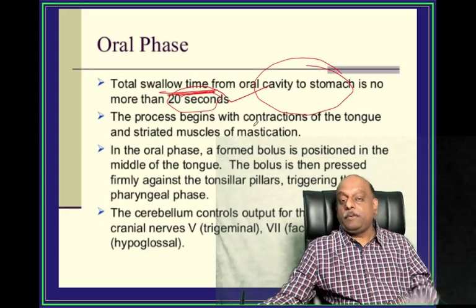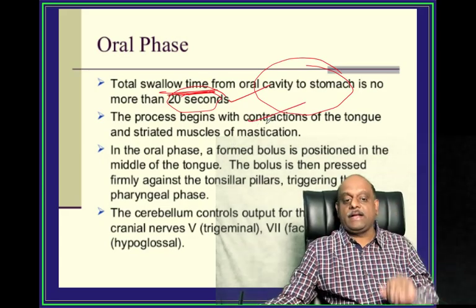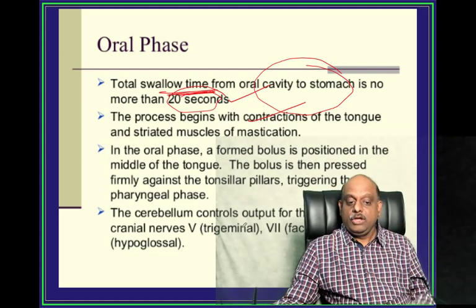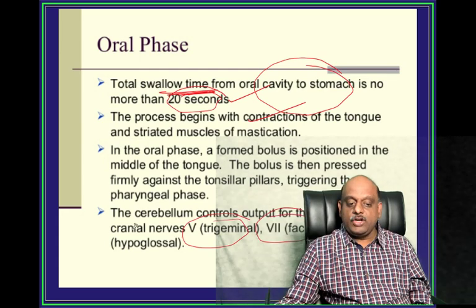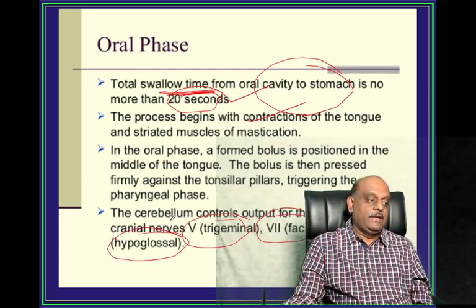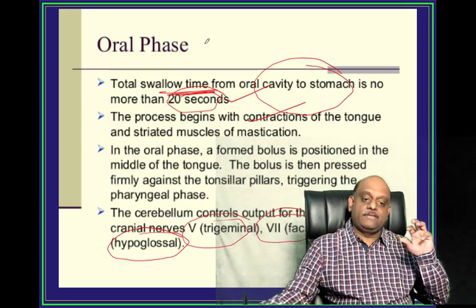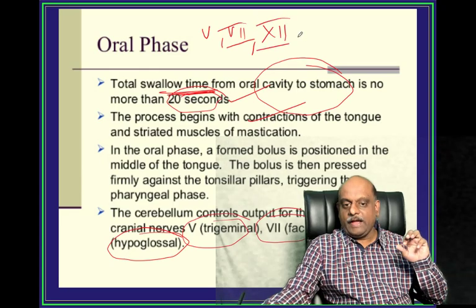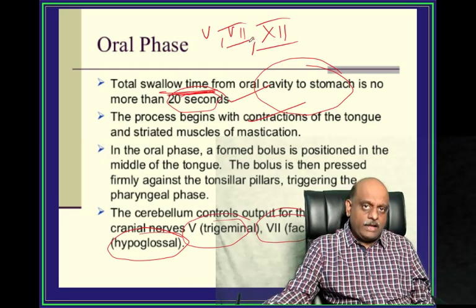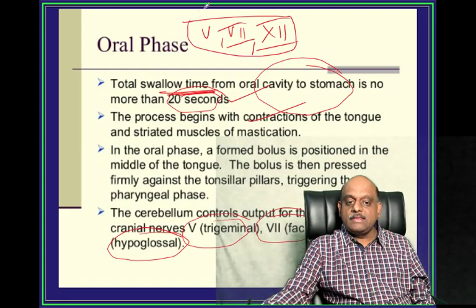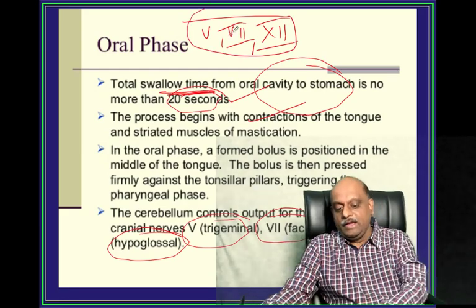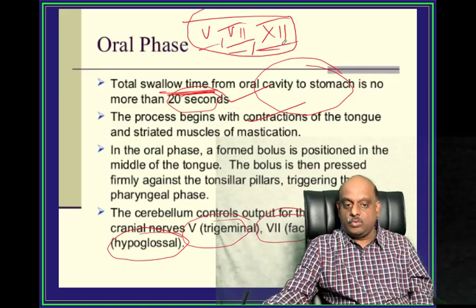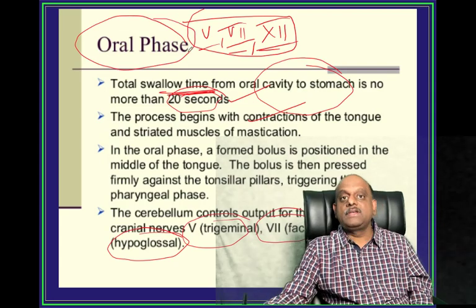Now, the process basically begins with the contraction of the tongue, and cerebellum controls this a lot. So the trigeminal, facial, and the 12th, that is the hypoglossal. These are the three nerves, 5th, 7th and 12th. Hypoglossal supplies the motor supply to the tongue. These are the three nerves which are most important for the oral phase. If there is some problem in these nerves, then the oral phase becomes affected.